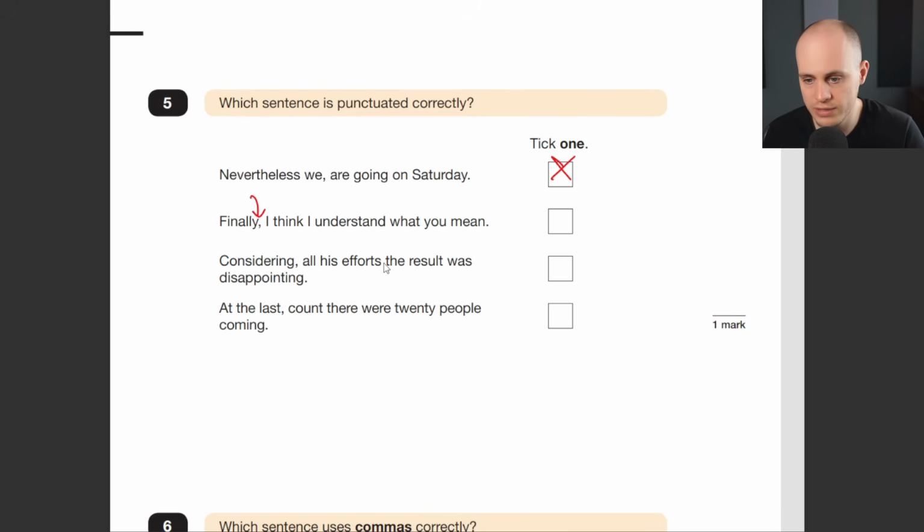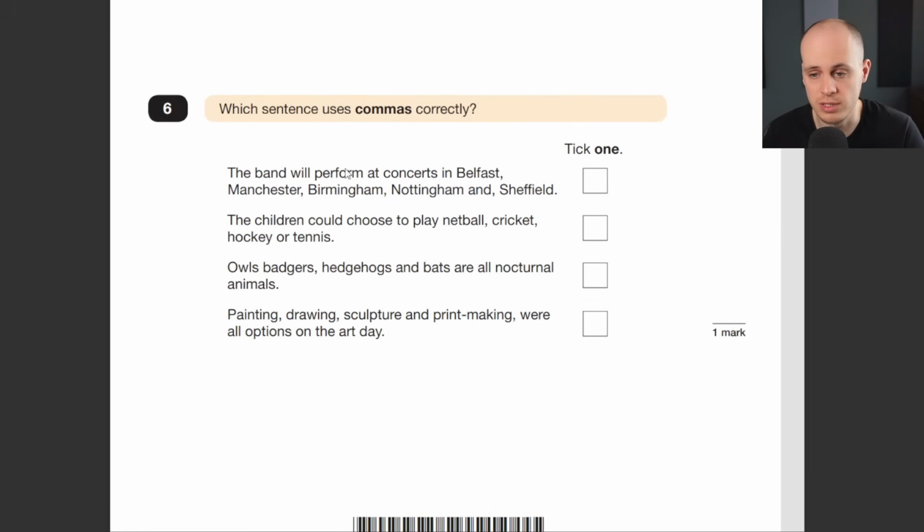Considering all of his efforts, the result was disappointing. Again, this comma just isn't needed. And at the last count, there were 20 people. So 3 of them have got very weird commas involved. And this one is an understandable comma because this is actually a main clause. And therefore, this is a fronted adverbial. So there we are. Bit of common sense, guys. Reading them just kicks in and helps sometimes.